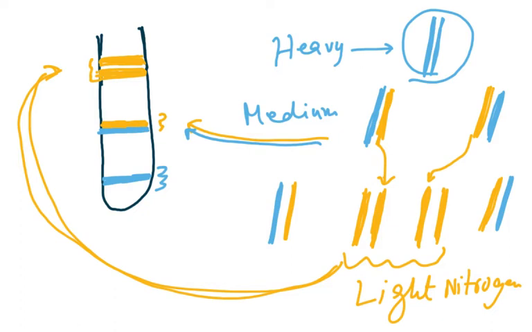If it's just got heavy nitrogen, both DNA strands have heavy nitrogen, then it's going to be here somewhere. So you've got to understand, heavy nitrogen is going to be here, one heavy, one light is going to be here, and just the light one is going to be up here. So first understand this Meselson-Stahl experiment and then do the question on it.